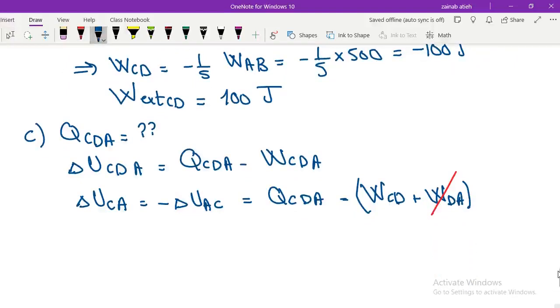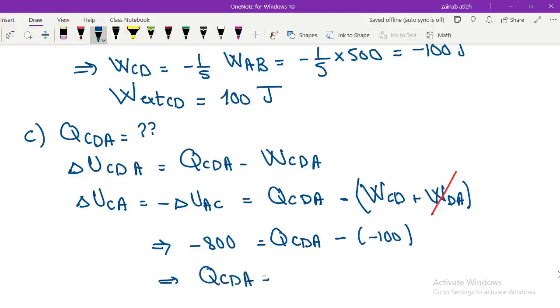I will substitute minus 800. He gave me delta U AC at the beginning of the question, 800, so minus delta U AC is minus 800, equals QCDA minus the work of CD, which I've already calculated, it's minus 100, and so it's plus 100. So I will get QCDA equals minus 900 joule, and this is the answer.